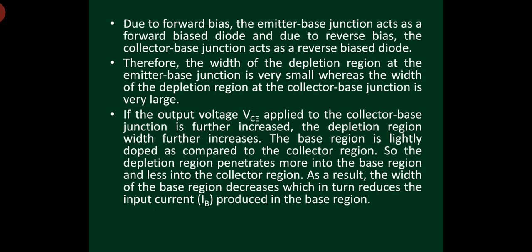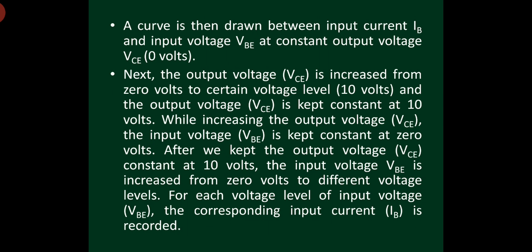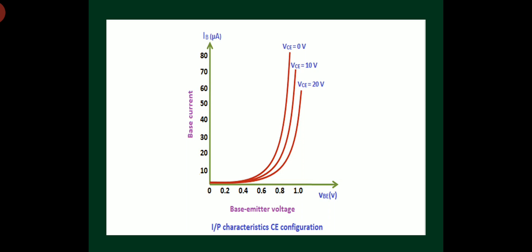If the output voltage VCE applied to the collector base junction is further increased, what will happen? The depletion region width further increases. The base region is lightly doped as compared to the collector region, so the depletion region penetrates much more into the base region and less into the collector region. As a result, the width of base decreases, which in turn reduces the input current IB in the base region.